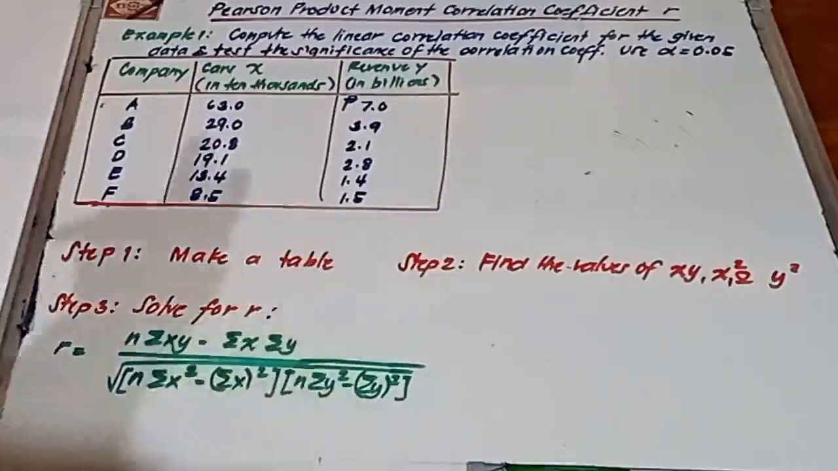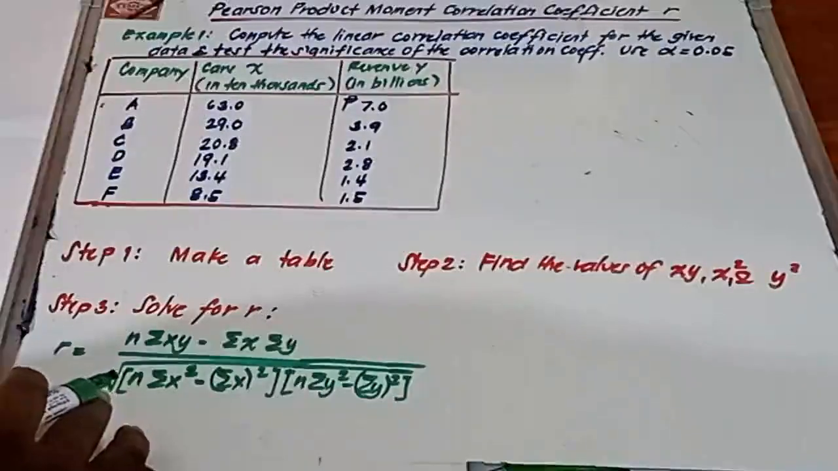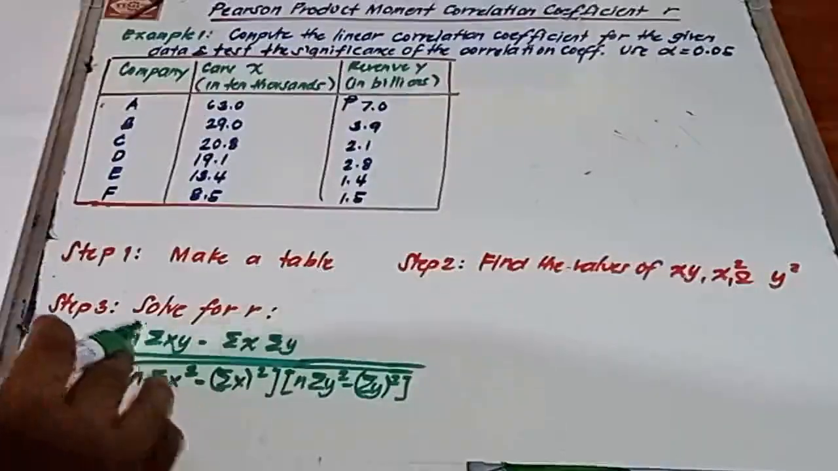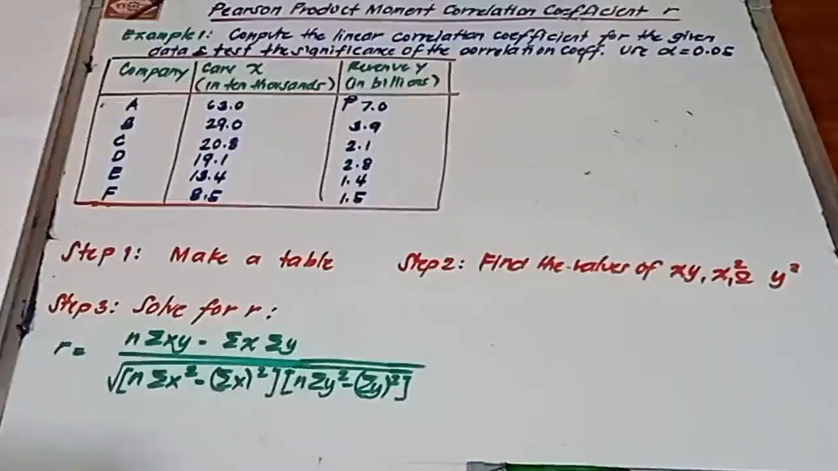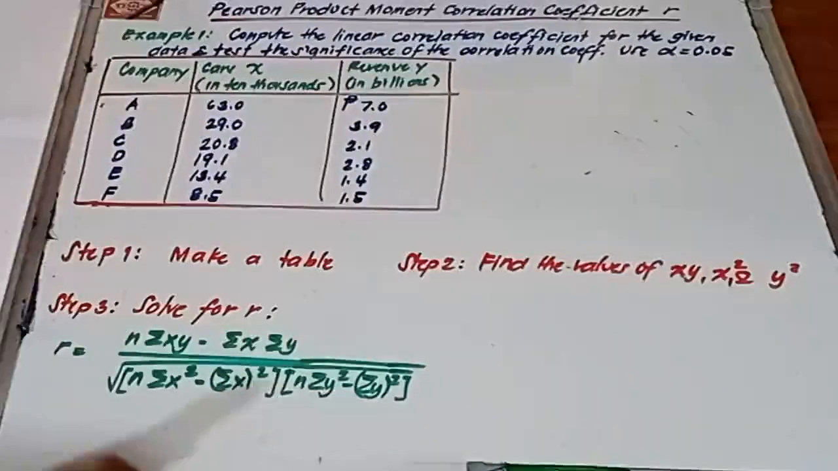So, dalawang parts yung ating example number 1. First is we're going to compute for the correlation coefficient r, and right after that, itetest natin yung significant relationship between these two variables if there is a significant relationship. Okay? Gamit yung t-test natin.